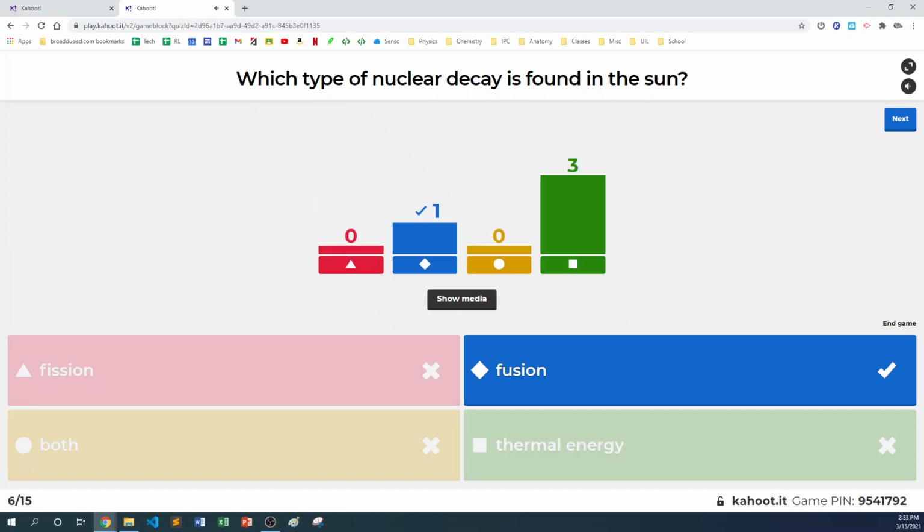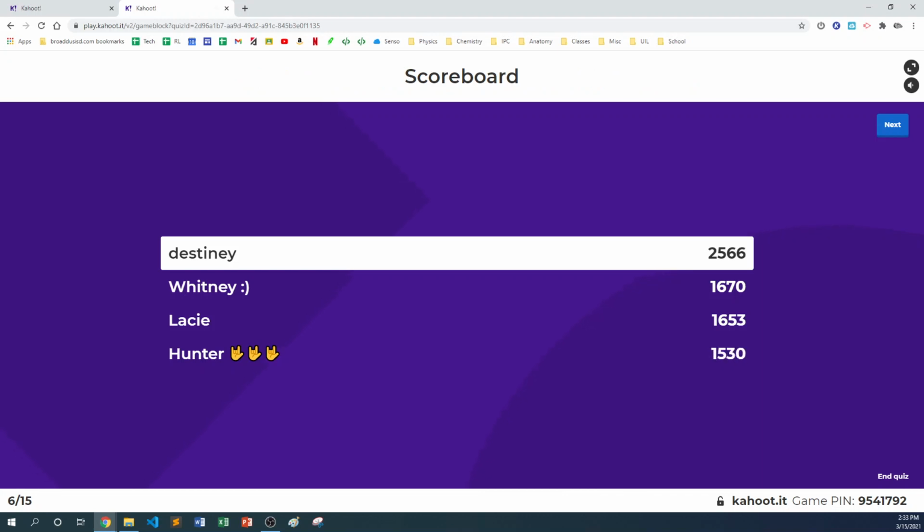Woohoo! How's green nuclear decay? How's thermal energy nuclear decay? I don't know. The sun is hot, so I'm thinking. Sun does fusion. He said both. It technically does both, but mostly fusion. Yeah. Look, I clicked it when you said it wasn't both.